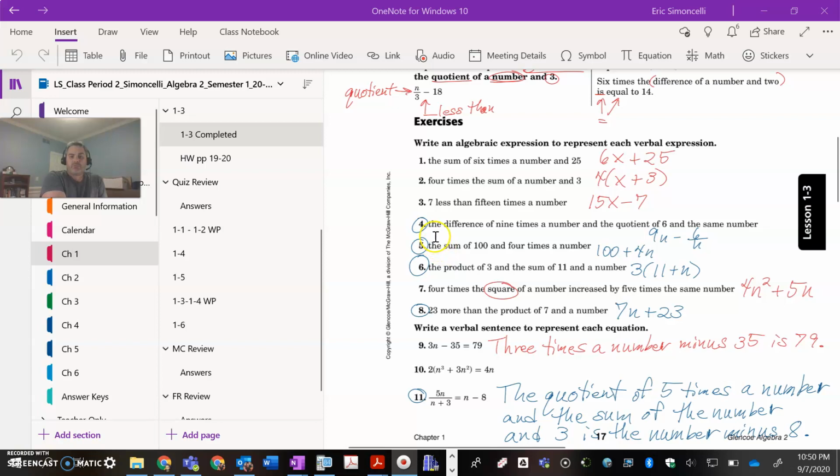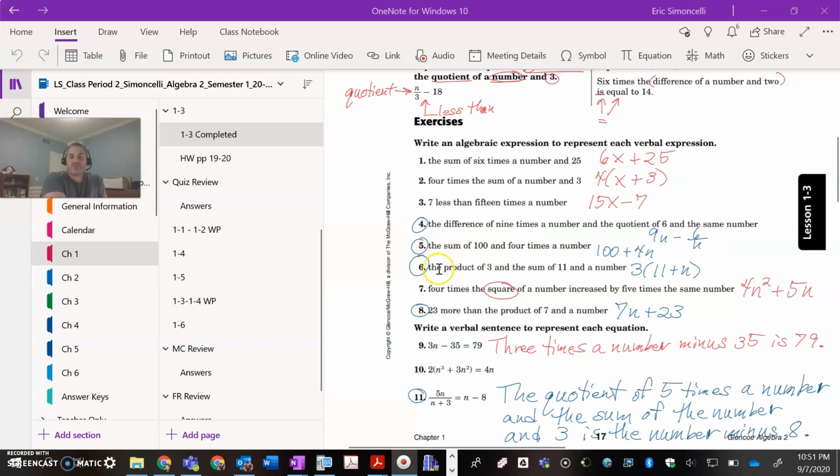So it says for number 4, the difference of 9 times a number and the quotient of 6 and the same number. Okay, so difference again, that means subtraction, of 9 times a number. So 9 times a number, that's easy, 9n I would argue. And so we're taking the difference of this first expression or term even, and the quotient. So quotient meaning division of what? 6 in the numerator and the exact same number n. So it makes sense that 9n minus 6 over n works in this context.